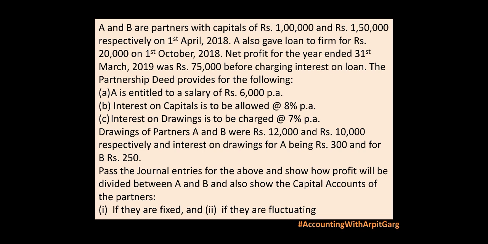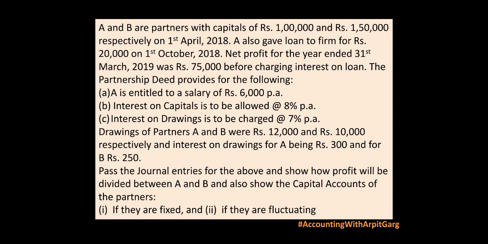Interest on drawing is to be charged at the rate of 7% per annum. Drawings of partners A and B were rupees 12,000 and 10,000 respectively, and interest on drawings for A being rupees 300 and for B rupees 250. Pass the journal entries for the above and show how profit will be divided between A and B, and also show the capital accounts of the partners if they are fixed and second if they are fluctuating.